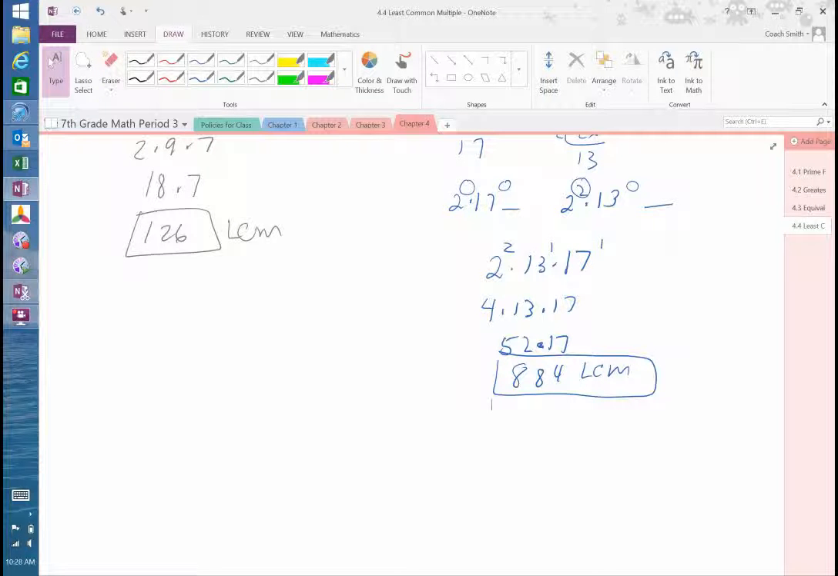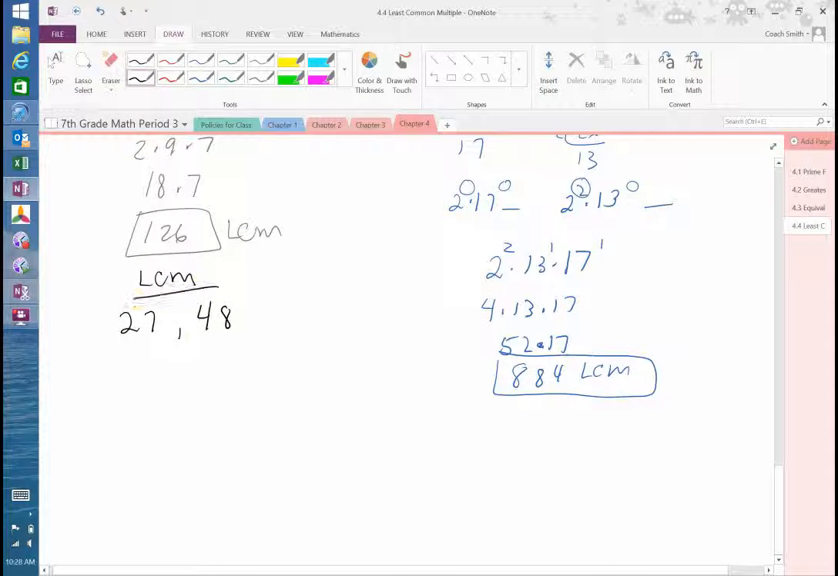All right, let's look at this one. 27 and 48, and I want the LCM. Okay. So what is the prime factorization of 27? 3 to the third power. What is the prime factorization of 48?